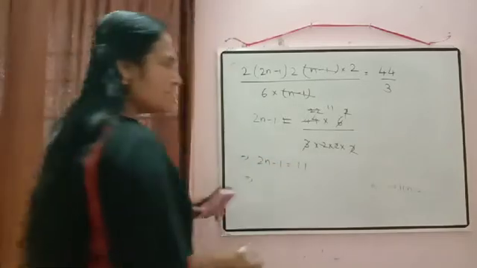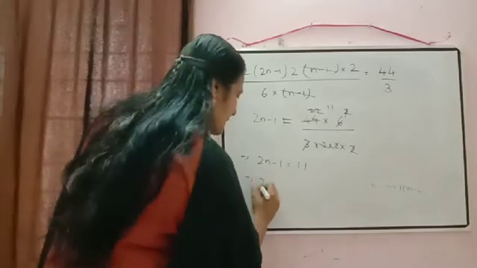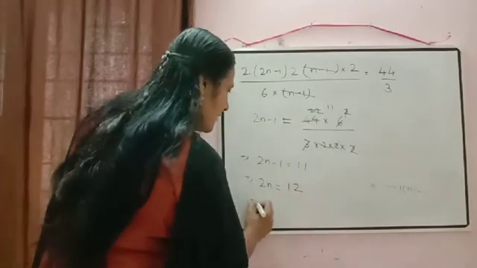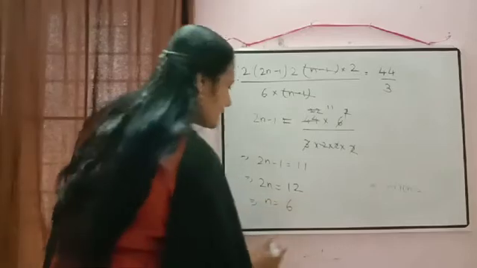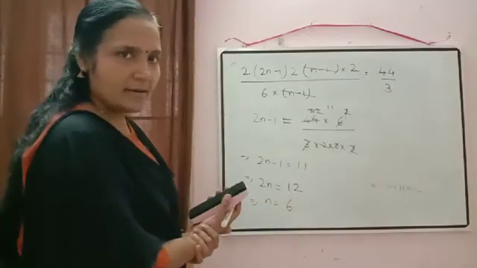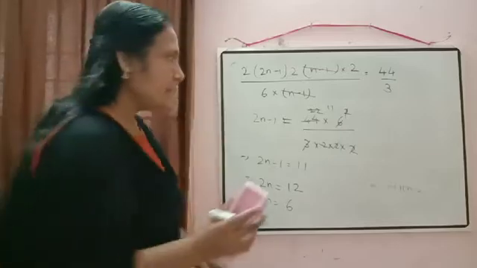Now minus 1 we can shift to the right hand side. Then we will get here 2n is equal to 11 plus 1, 12. So the value of n is equal to 6. So I think these concepts are clear. Okay. Now we will check the next question.